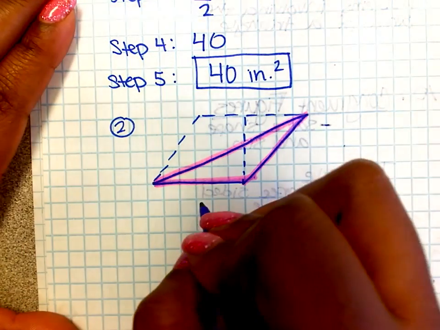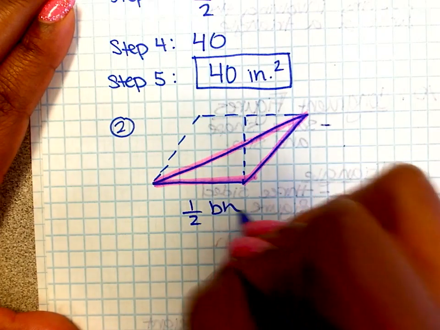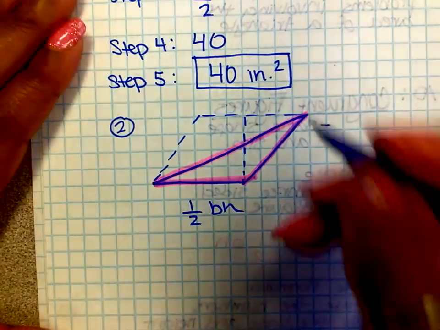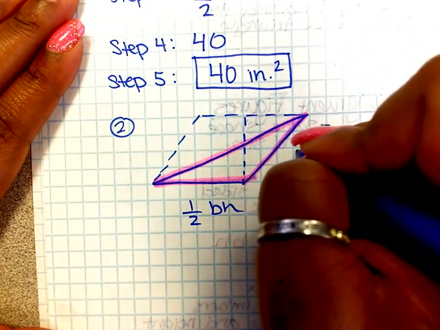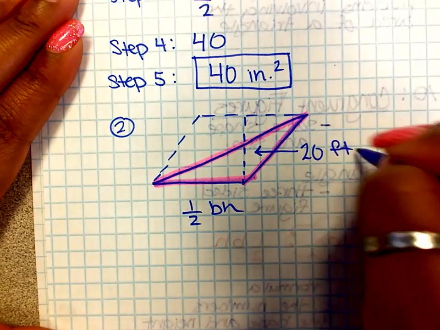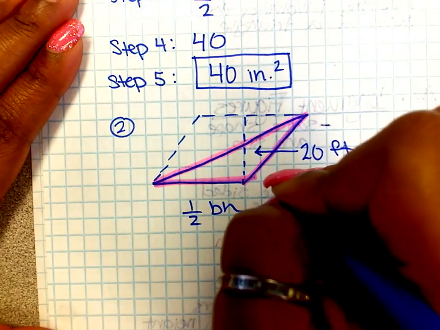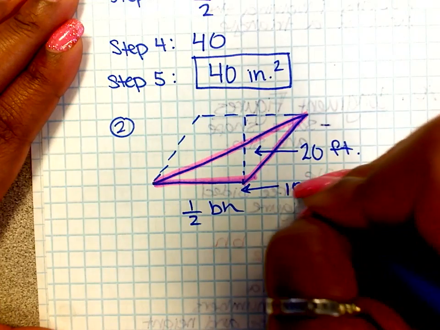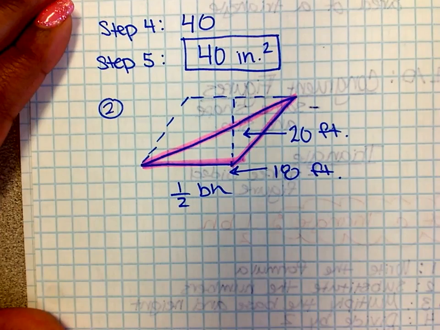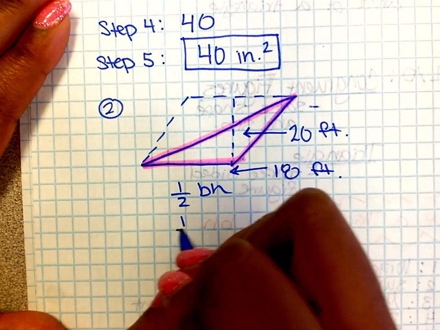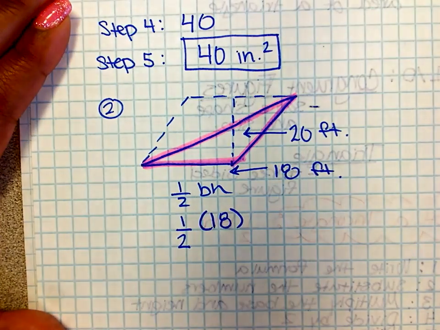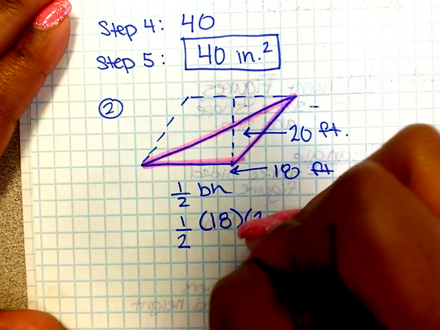So I know my formula is 1/2 base times height. I'm going to multiply the base and the height and divide it by 2. Now, my height is 20 feet. My base is 18 feet. So I'm going to substitute 1/2. My base is 18. My height is 20.